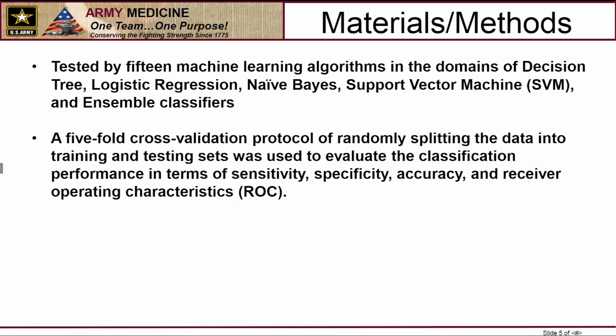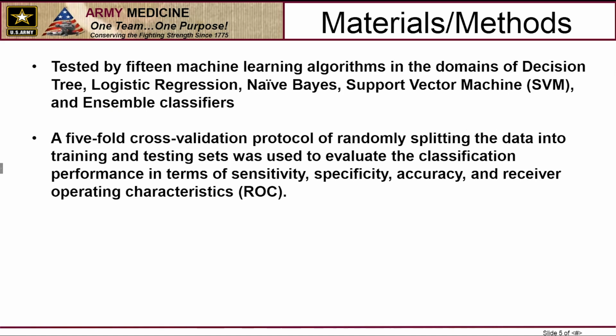We then tested 15 machine learning algorithms in the domain of decision tree, logistic regression, naive Bayes, support vector machine, and ensemble classifiers. All 15 machine learning algorithms were tested from the classification learner tool because this is the first look at evaluating a predictive modeling for this type of evaluation. And it would be difficult to determine on face value which algorithm or statistical manipulation would be best for this particular type of data set. So by running them all, we kind of helped to determine that.